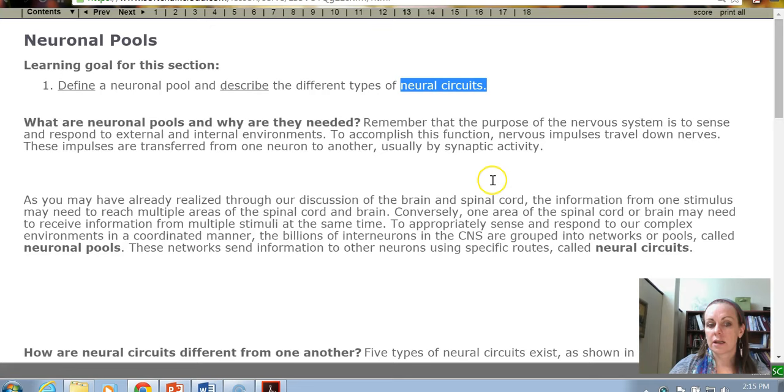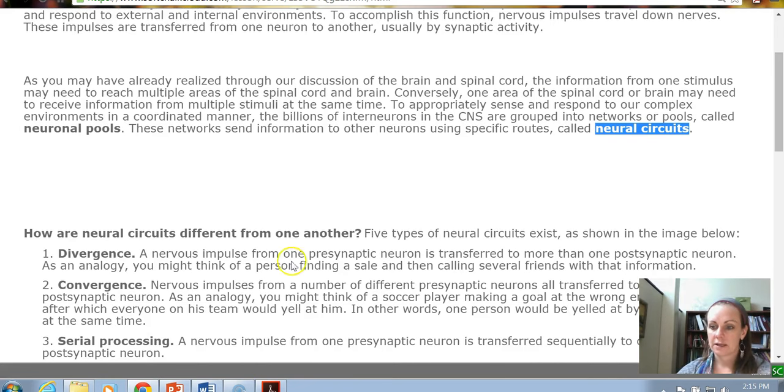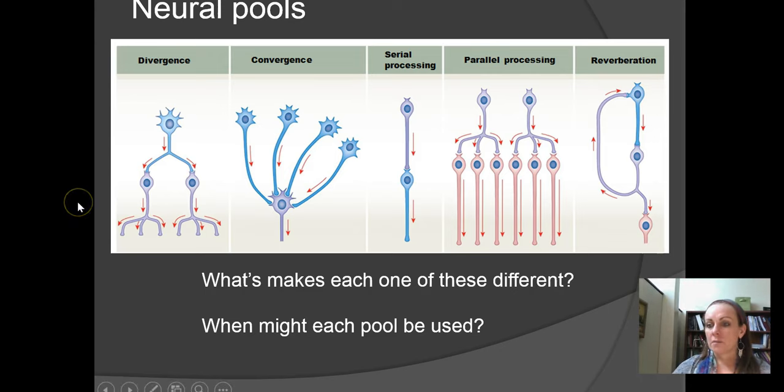And so the way we do that is we have this thing called neuronal pools, which are groups of neurons, and they're grouped together and they work in a coordinated manner. And they do so by creating what is called neural circuits. And you could almost, if you have any sort of electrical background, think of this as some sort of electrical board with signals going to different places. If you don't have that background, that's fine. This is what we're talking about, okay?